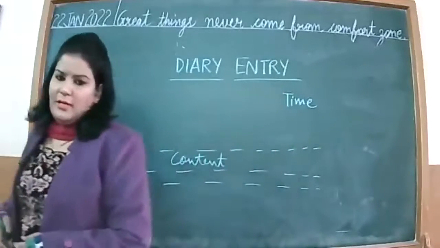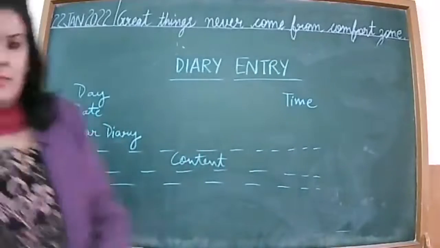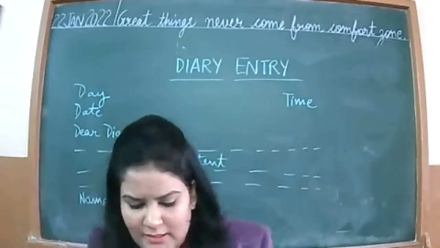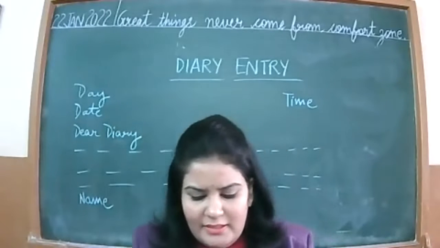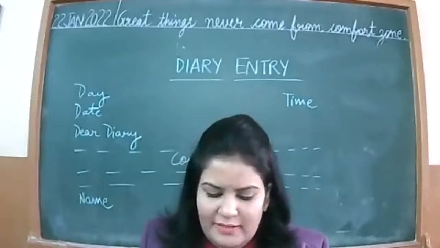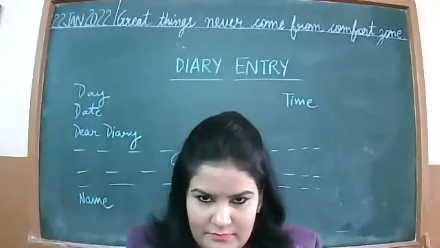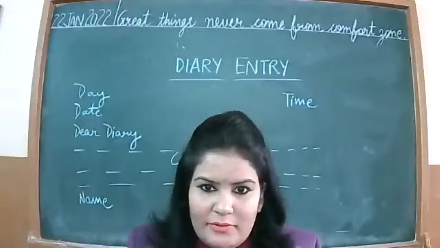Now, let me ask the first group. You have first written Saturday 22nd January 2021. Keep writing along with me. Clear? You have to write accordingly in your rough notebook. I will check the notebooks in between. It should not be that someone doesn't write. And then write time and then Dear Diary. Clear?